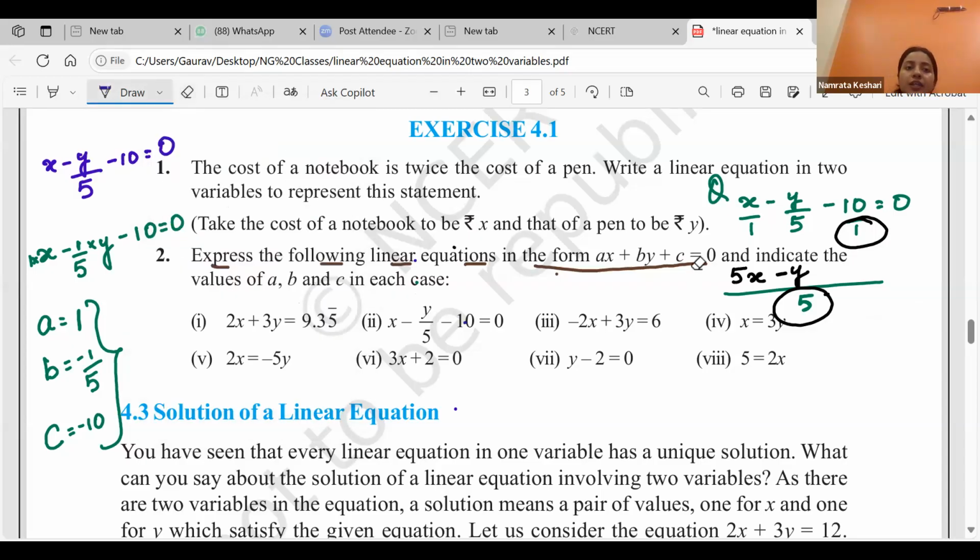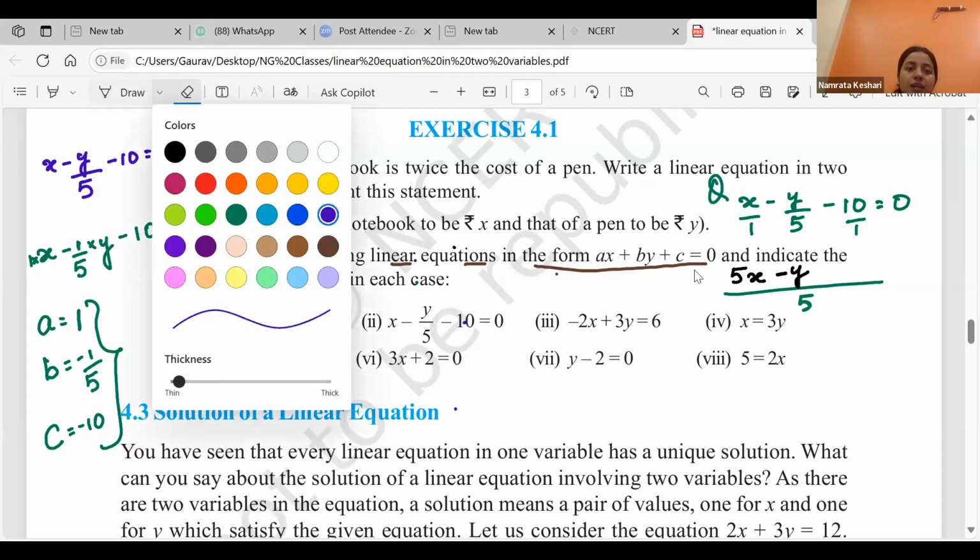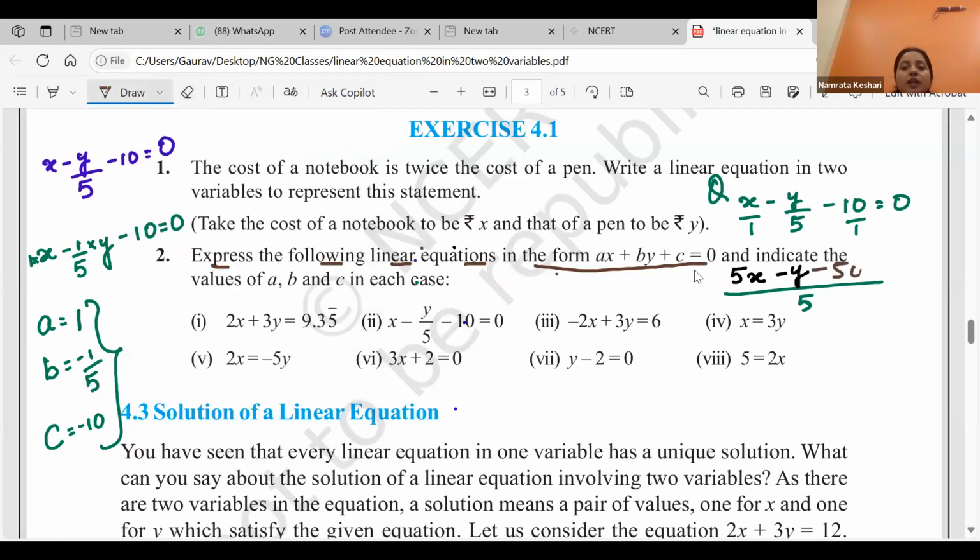So you will be having here 5, we need to multiply with the numerator as well. 10 5 times 50, 50. This is what we are getting is equals to 0. Now let's complete it first. Then I'm giving you another examples and everything.